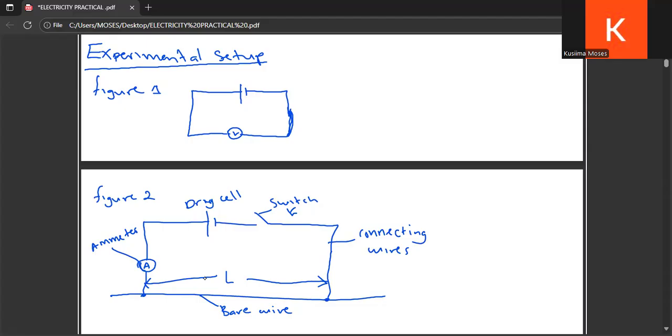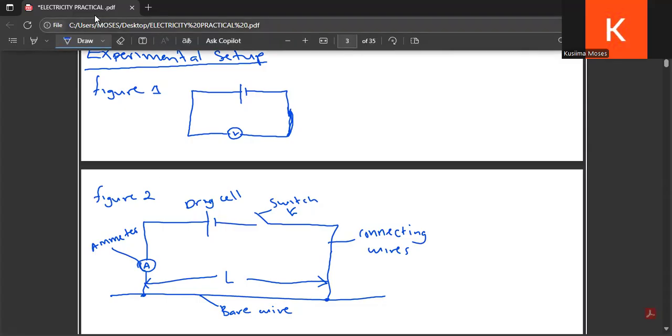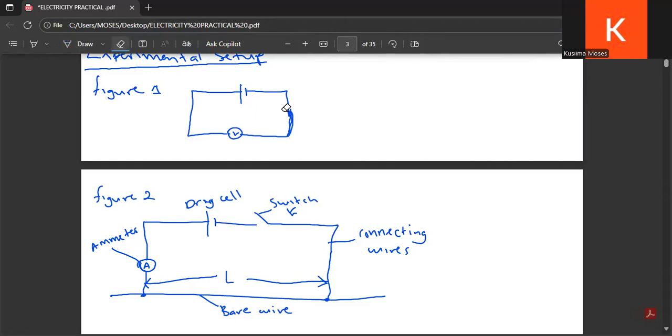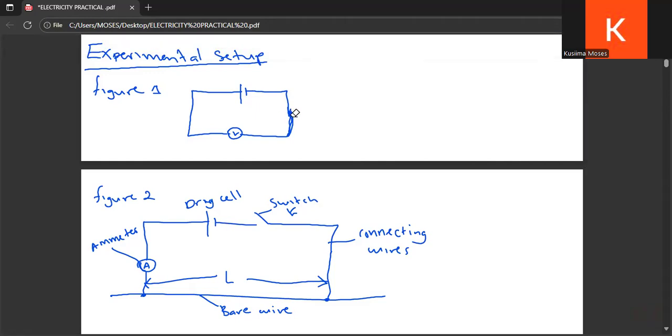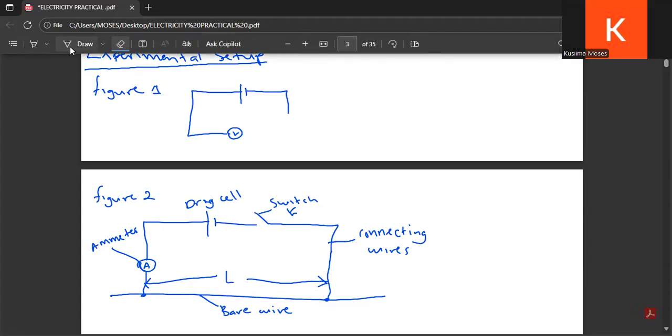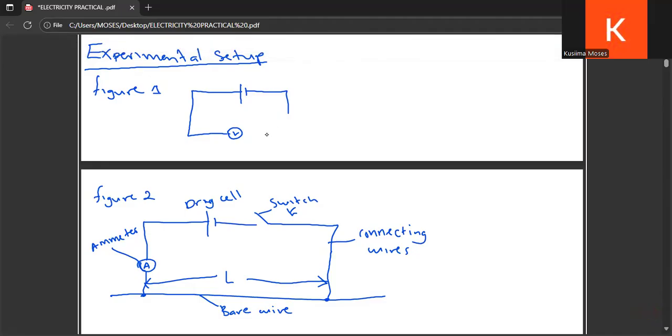After coming up with these figures, they must be working diagrams. So our experimental setups are done. Remember, it is you as a student to identify all these apparatus.